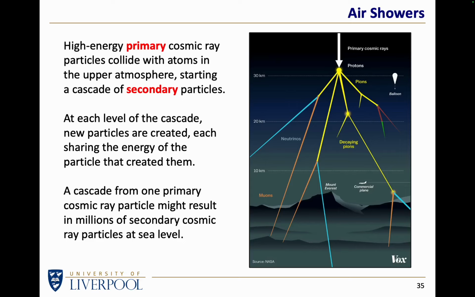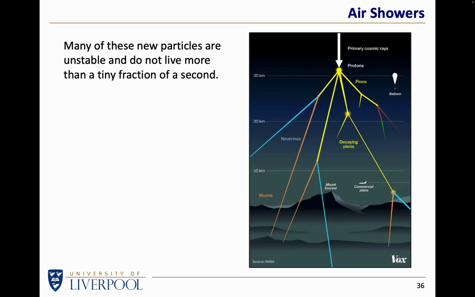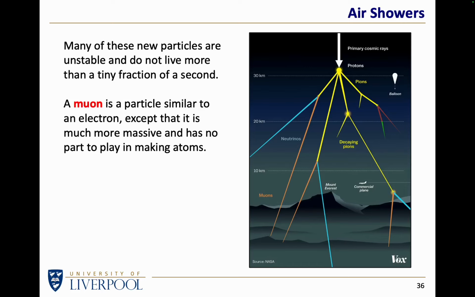It could be that these secondary particles are protons or electrons, but some of them are particles that do not exist in atoms. For instance, some of them are unstable. Some of these secondary particles that are being generated are unstable and might only live for a tiny fraction of a second. The most common of these are called muons.